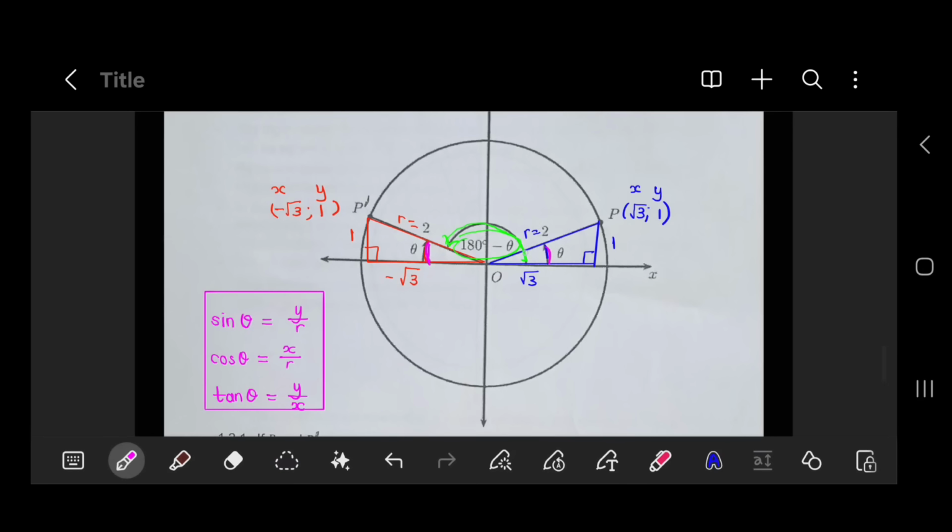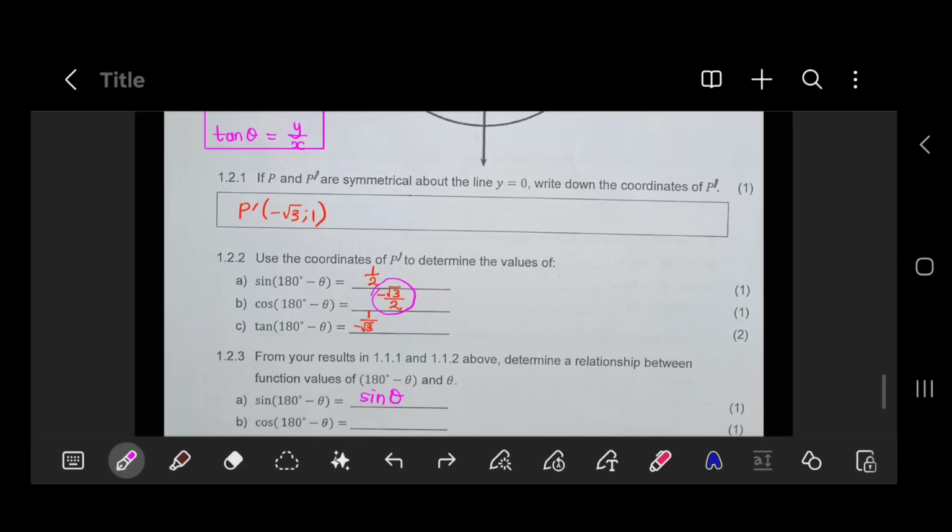So cos of 180 minus theta, in terms of theta here, cos is square root 3 over 2. However, if you work with the blue triangle, you would notice that we don't get negative square root 3 over 2, but we get positive square root 3 over 2. So we get cos theta, but to make it a negative square root 3, we're going to say negative cos theta. So cos of 180 minus theta is equal to negative cos theta.